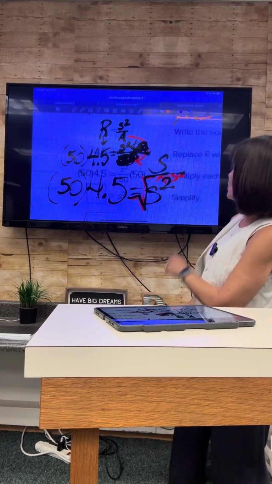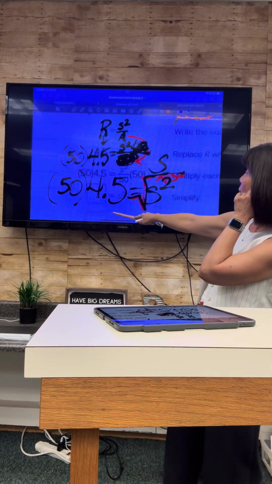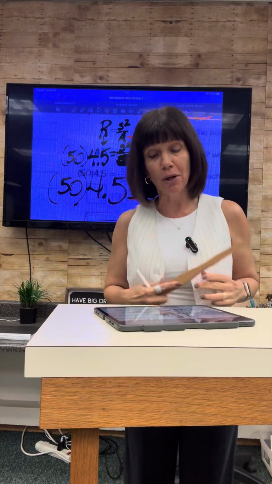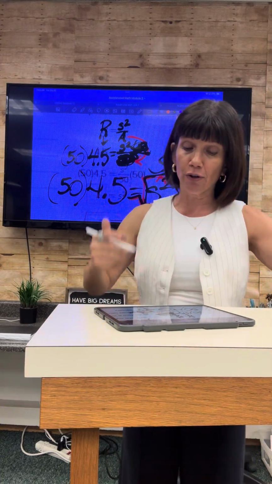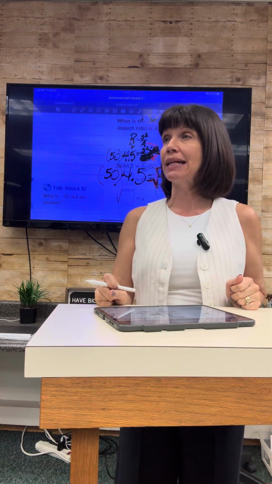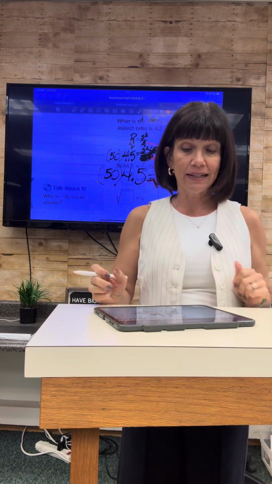Do I also need to find the square root of what is happening over here? Yes, but first I multiply. Class, please use your calculator to multiply 50 times 4.5. Wave at me when you have an answer and you would like to say it. Okay, go ahead, please say that answer.